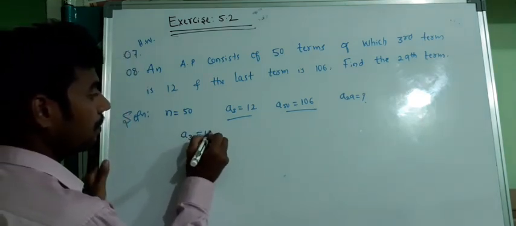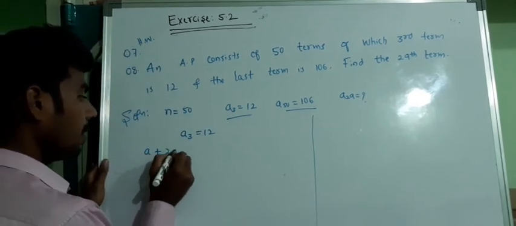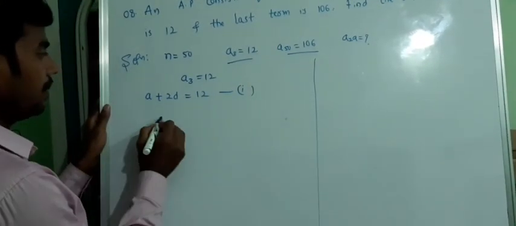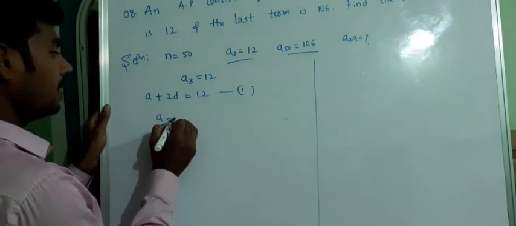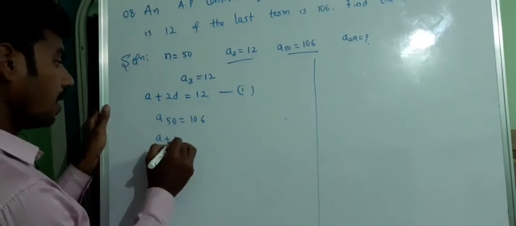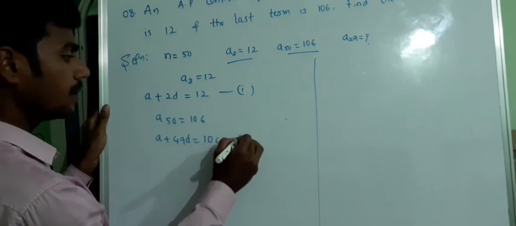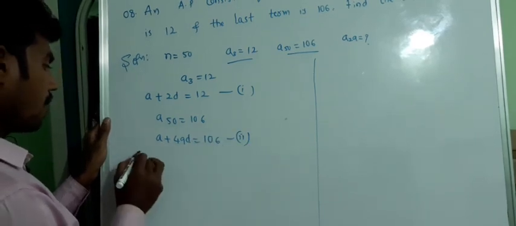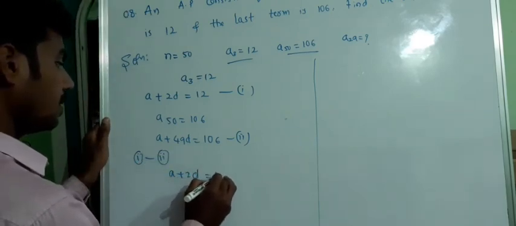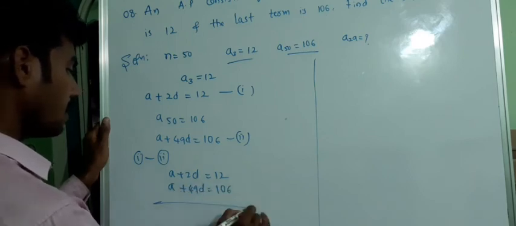A3 is equal to 12. A3 can be written as A plus 2D, which is equal to 12. I will call it as equation 1. Next, A50 is equal to 106. So A50 can be written as A plus 49D is equal to 106. I will call it as equation 2. So 1 minus 2 will give me A plus 2D is equal to 12, A plus 49D is equal to 106. How will I subtract? I will change the signs.